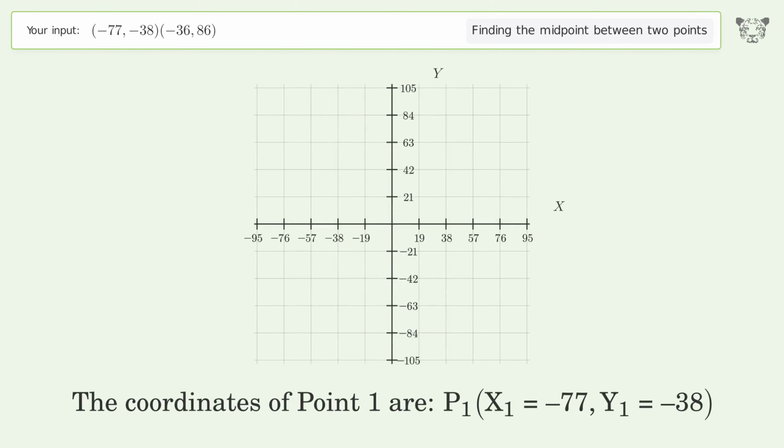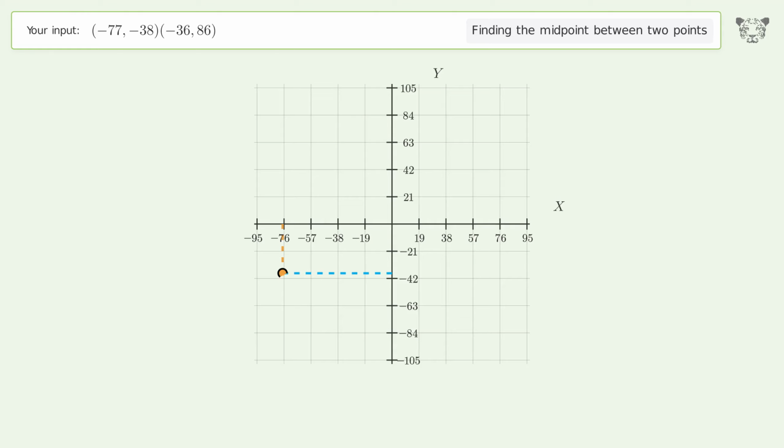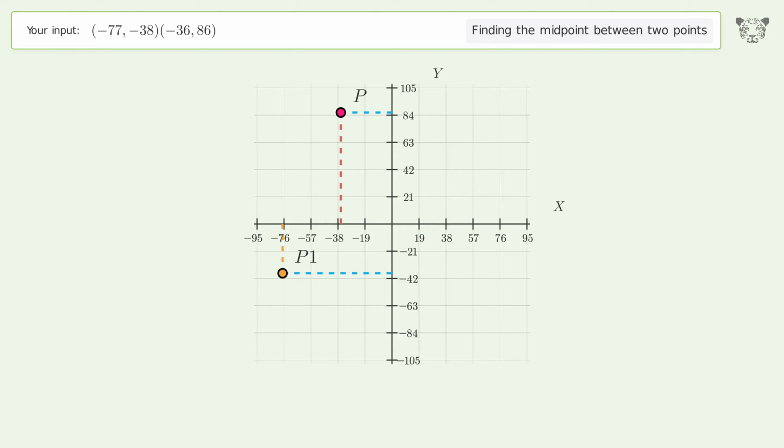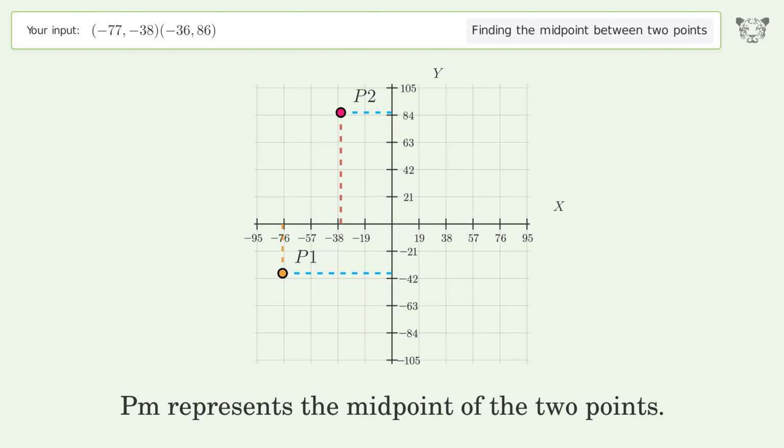The coordinates of point 1 are, x1 equals negative 77, y1 equals negative 38. The coordinates of point 2 are, x2 equals negative 36, y2 equals 86. PM represents the midpoint of the 2 points.